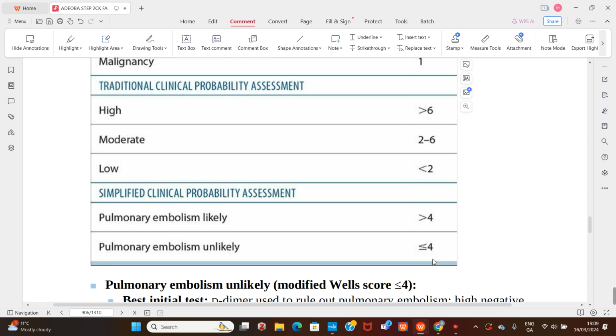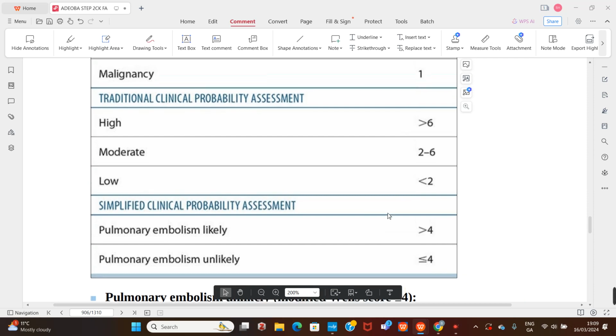So once somebody has 4 or less, you have to do your D-dimer to rule out DVT. But if the person has 4 or more, you don't need to do D-dimer. You just go straight to your CT pulmonary angiography. I will talk about where we need the traditional one. So just let us know the traditional one too.